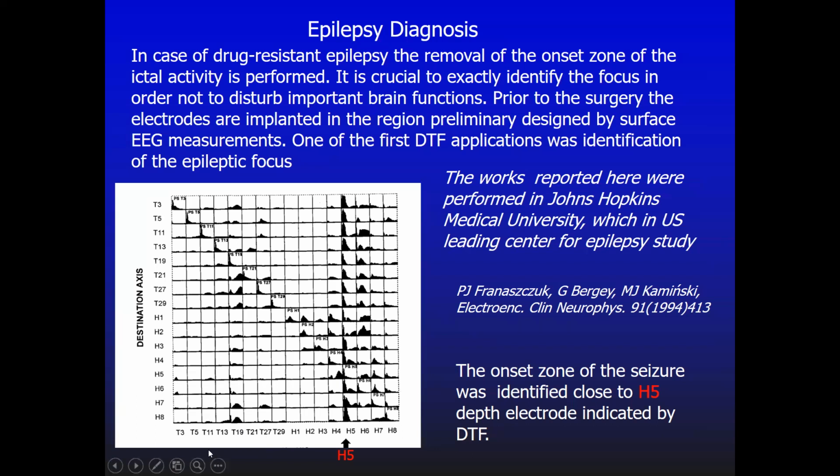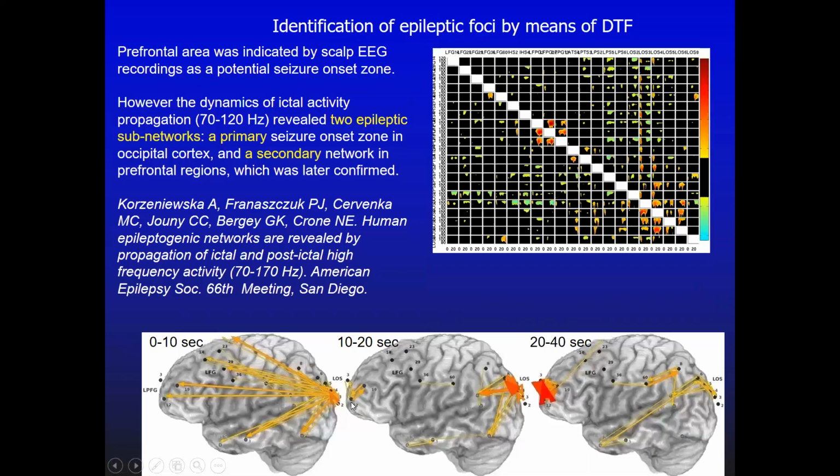So these T electrodes were placed on the cortex, open skull, and H electrodes were depth electrodes in the brain. And we can see that the propagation is mainly from this H5 electrode. And then it was confirmed that really this was the primary focus of epilepsy. However, not always the situation was so clear.